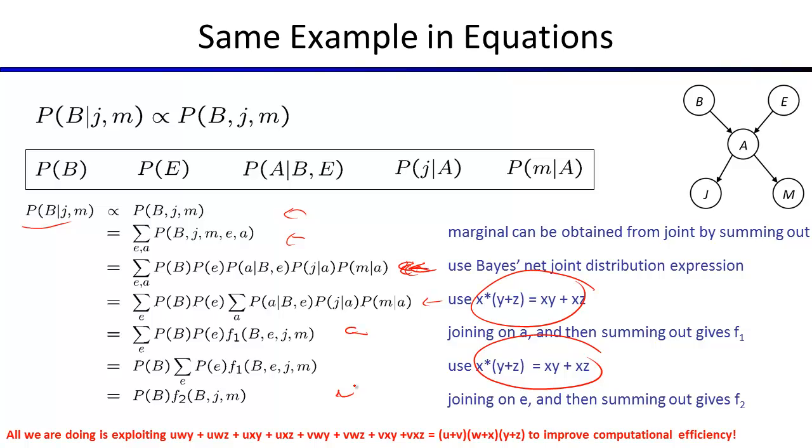Would it be better to pick E before A? Yes, it would. Absolutely. And if you do that, you'll see the tables generated along the way will be smaller than what you had in this particular case.